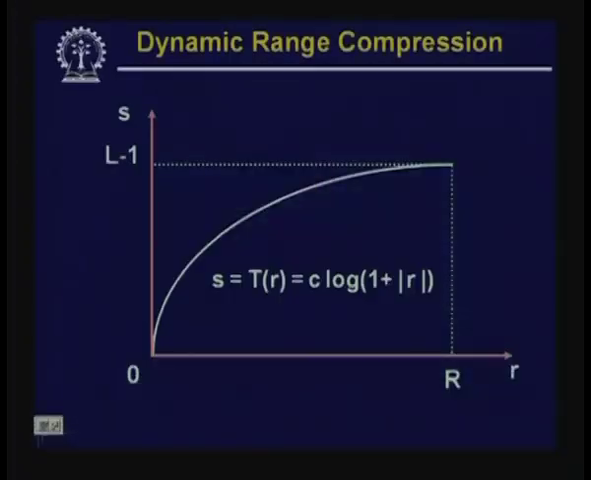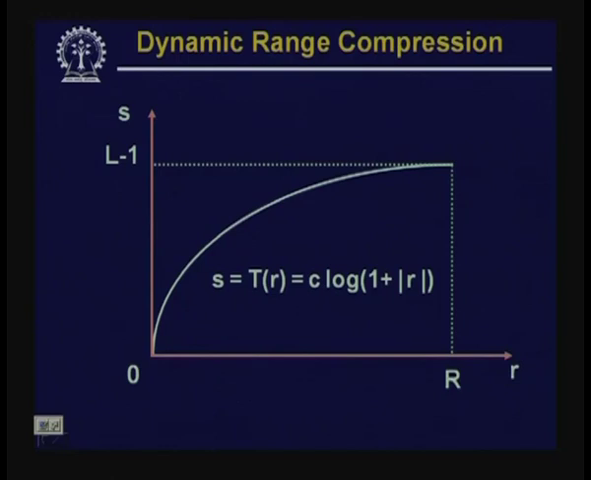And then log of 1 plus modulus of R is taken, because otherwise whenever R is equal to 0, that is, an intensity level in the input image is equal to 0, log of 0 is not defined. So, to take care of that we take 1 plus modulus of R, and if you take C log of 1 plus modulus of R, that gives a compression of the dynamic range, and the image can be properly displayed on a display where the dynamic range is limited.